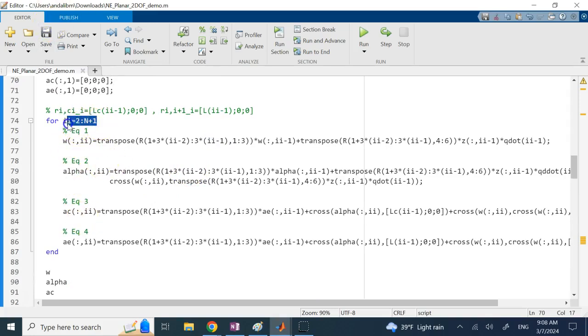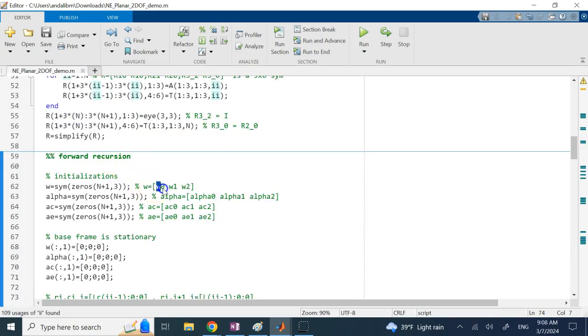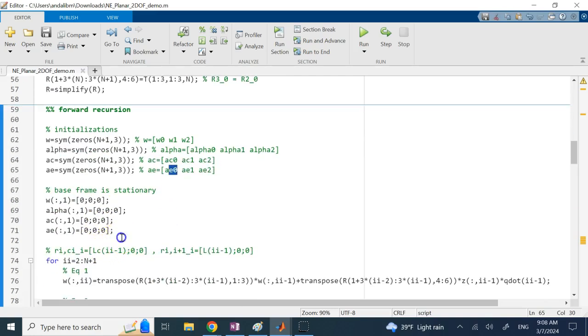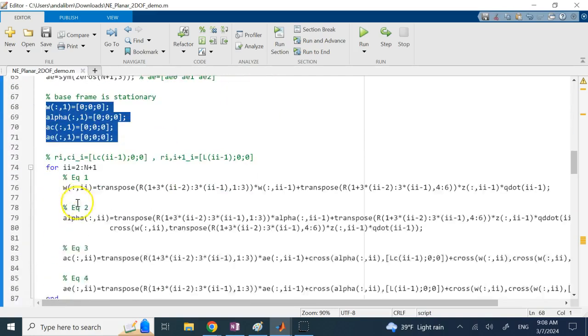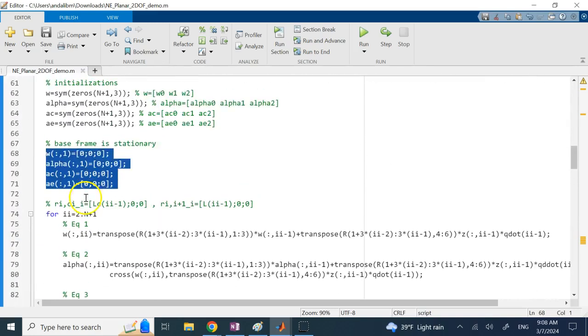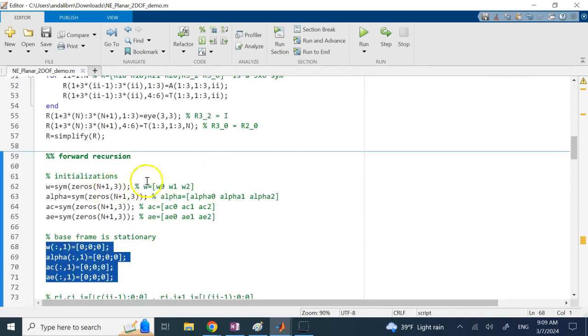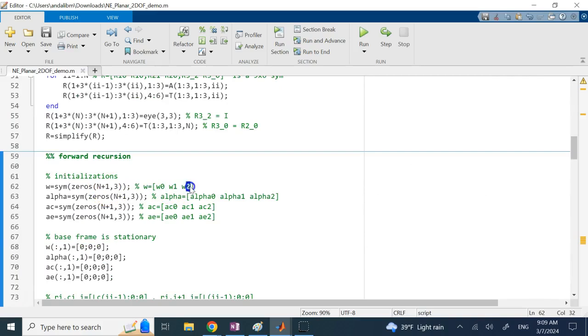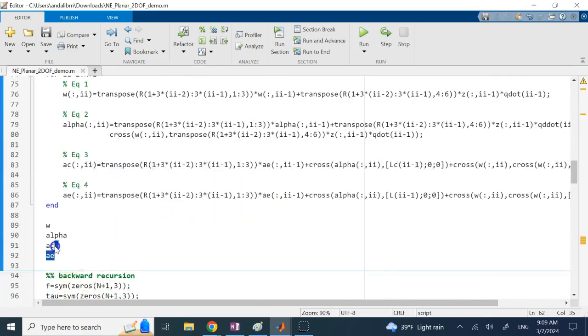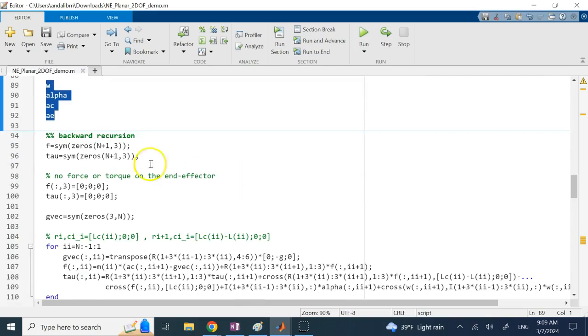And once it's done, you see it goes from 2 to n plus 1. Why 2 to n plus 1? Because for 1, that is going to give us omega 0, alpha 0, AC 0, and AE 0, which are already taken care of. So I just need frame 2 and frame 3, which are going to give us omega 1 and omega 2, alpha 1, alpha 2, all the way. So here I'm going to show you the results, and then I go for backward recursion.